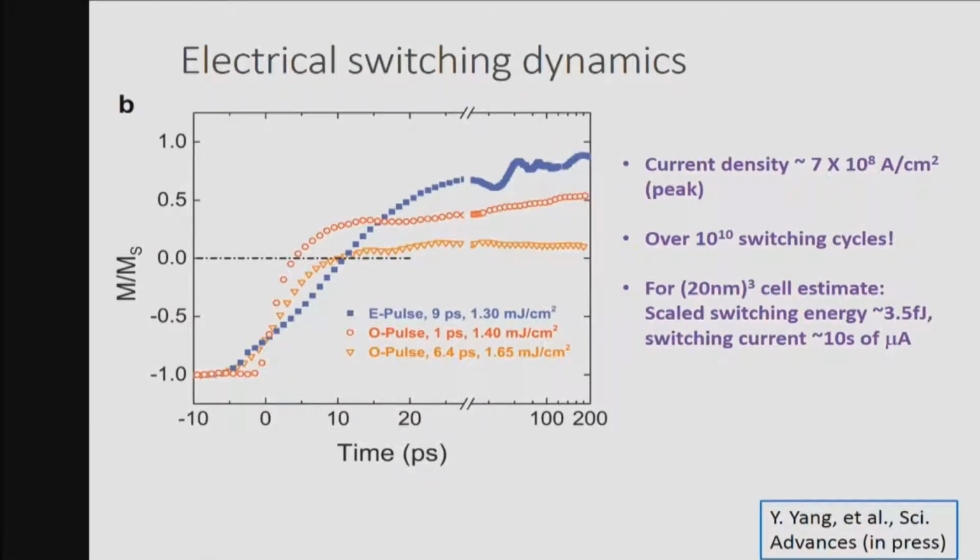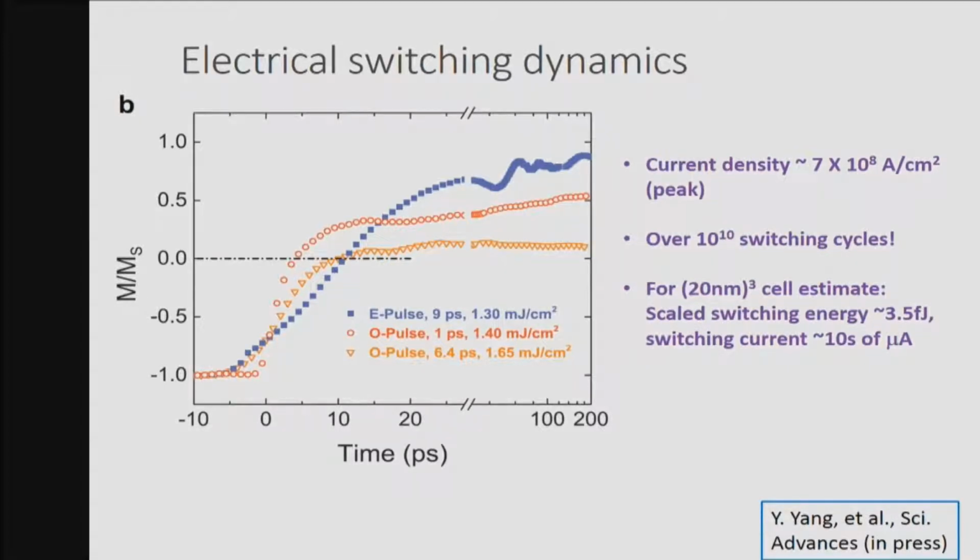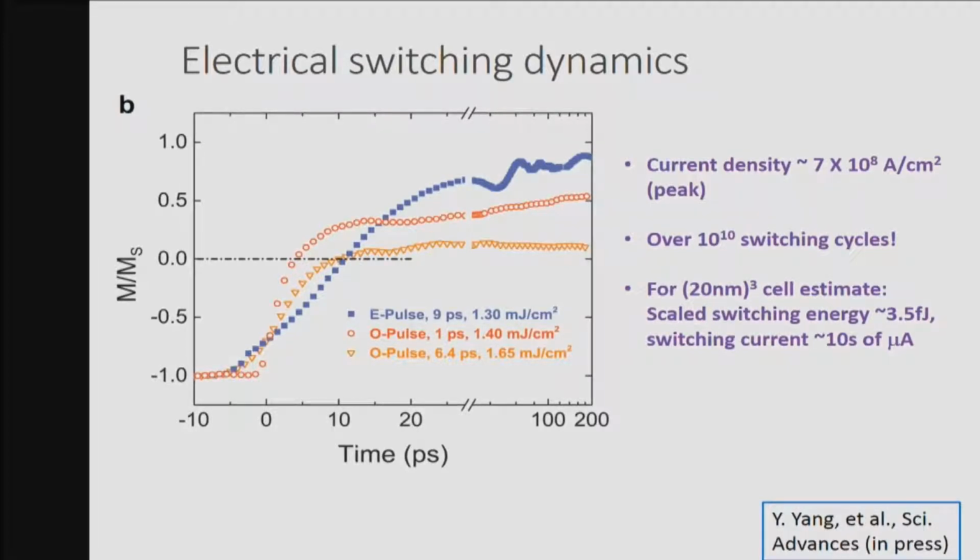Now, here's the time domain. So we measured how fast the switching occurs. And here you see, for comparison, the laser-induced optical switching. The red circles are for an optical pulse of 1 picosecond duration and an energy density of around 1.4 millijoule per square centimeter. If we go to a somewhat longer optical pulse, 6.5 picoseconds, that's these triangles. The switching occurs a little later because the excitation pulse is longer. As I said before, when you increase the laser pulse duration, you have to increase a little bit the amount of energy in the laser.